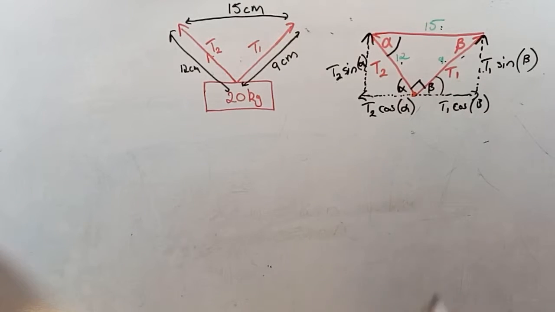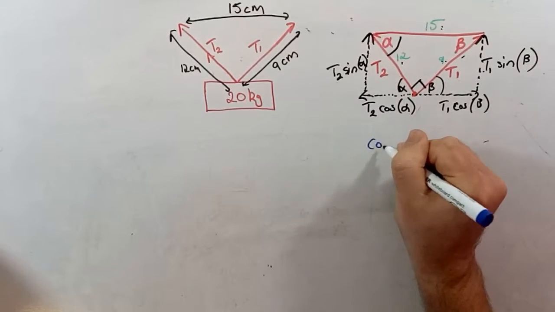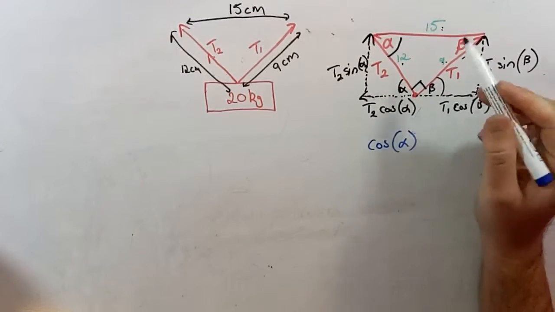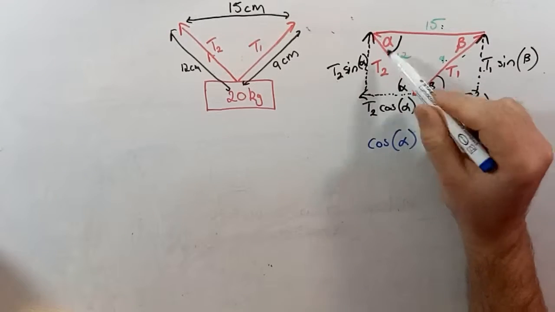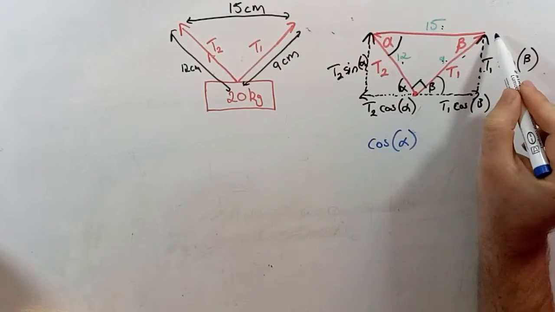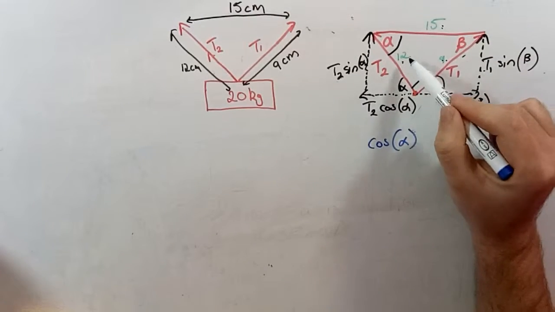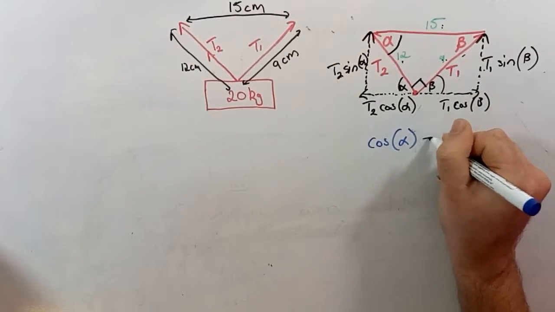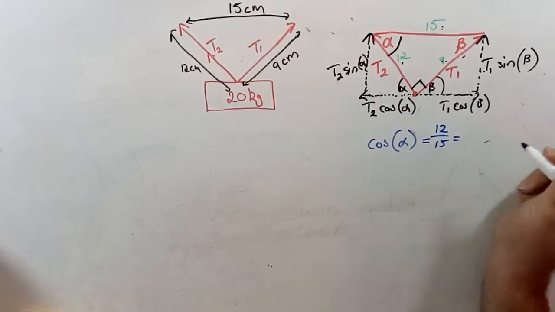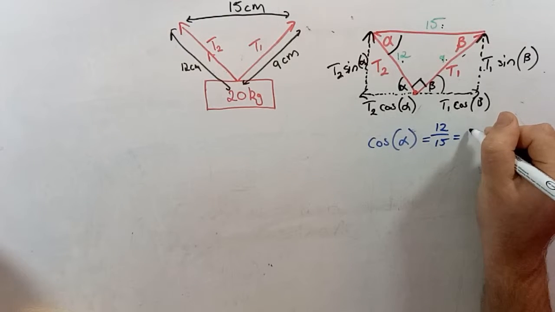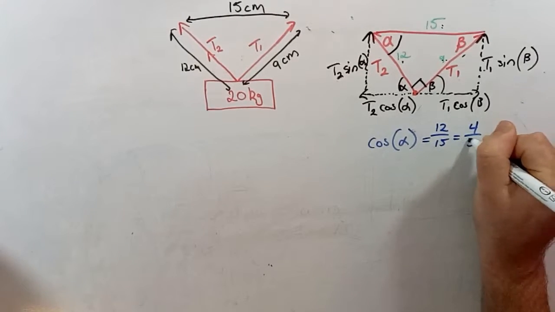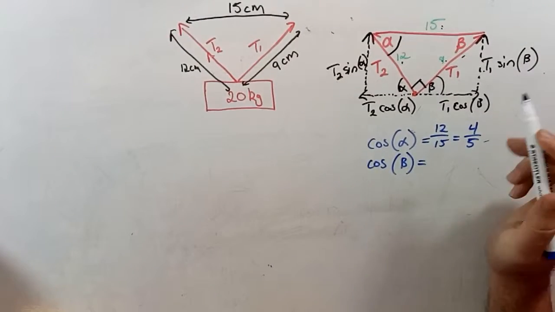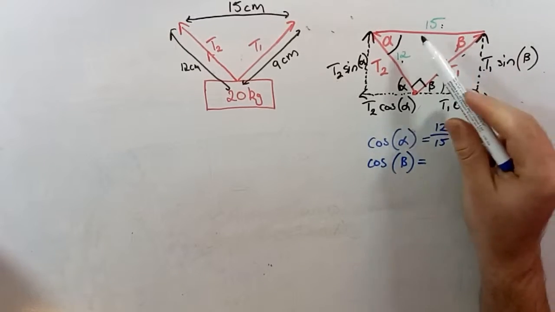We already know, just change colors. Say if we want cos of alpha, so alpha's here, this is a right angle triangle, so our hypotenuse is 15. I'm just looking at the red triangle. So cos of alpha, that's the adjacent over the hypotenuse, so I've got 12 over 15, which is the same as, divided both by 3, 4 over 5. Cos of beta, that's 9 over 15.